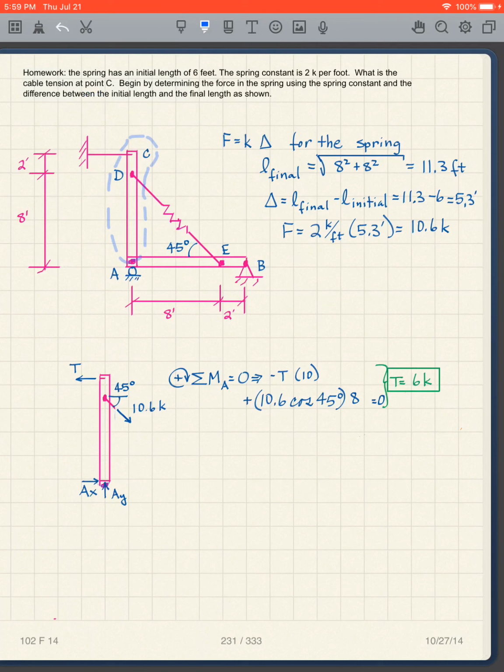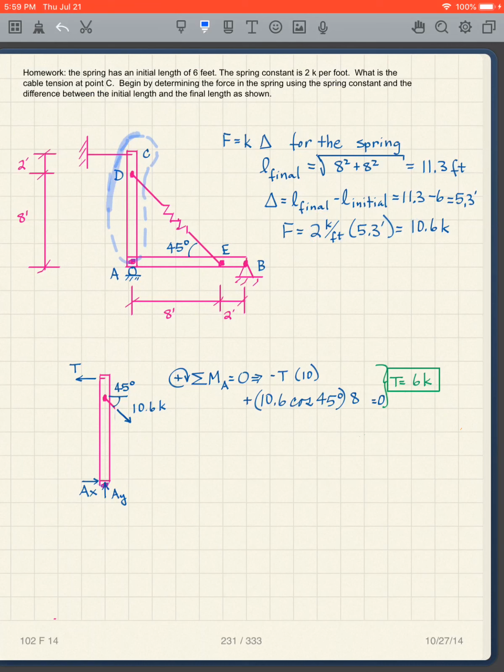We're given the original length of 6 feet. We can get the final length using the Pythagorean theorem, the square root of 8 squared plus 8 squared. And so the new length is 11.3 feet. So the final length minus the initial length is 5.3 feet. And since our spring constant is 2 kips per foot, 2 kips per foot times 5.3 feet gives us the force in that spring of 10.6 kips.